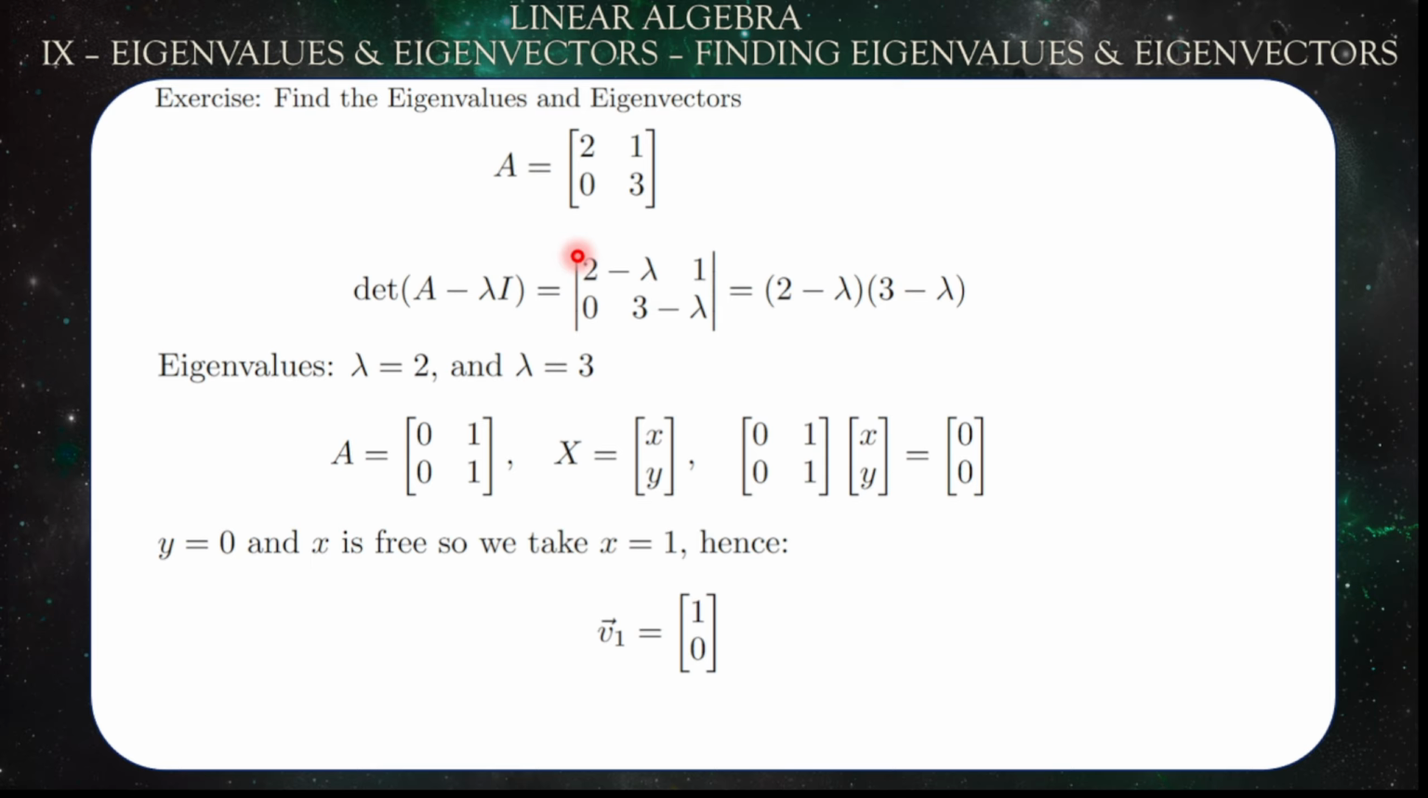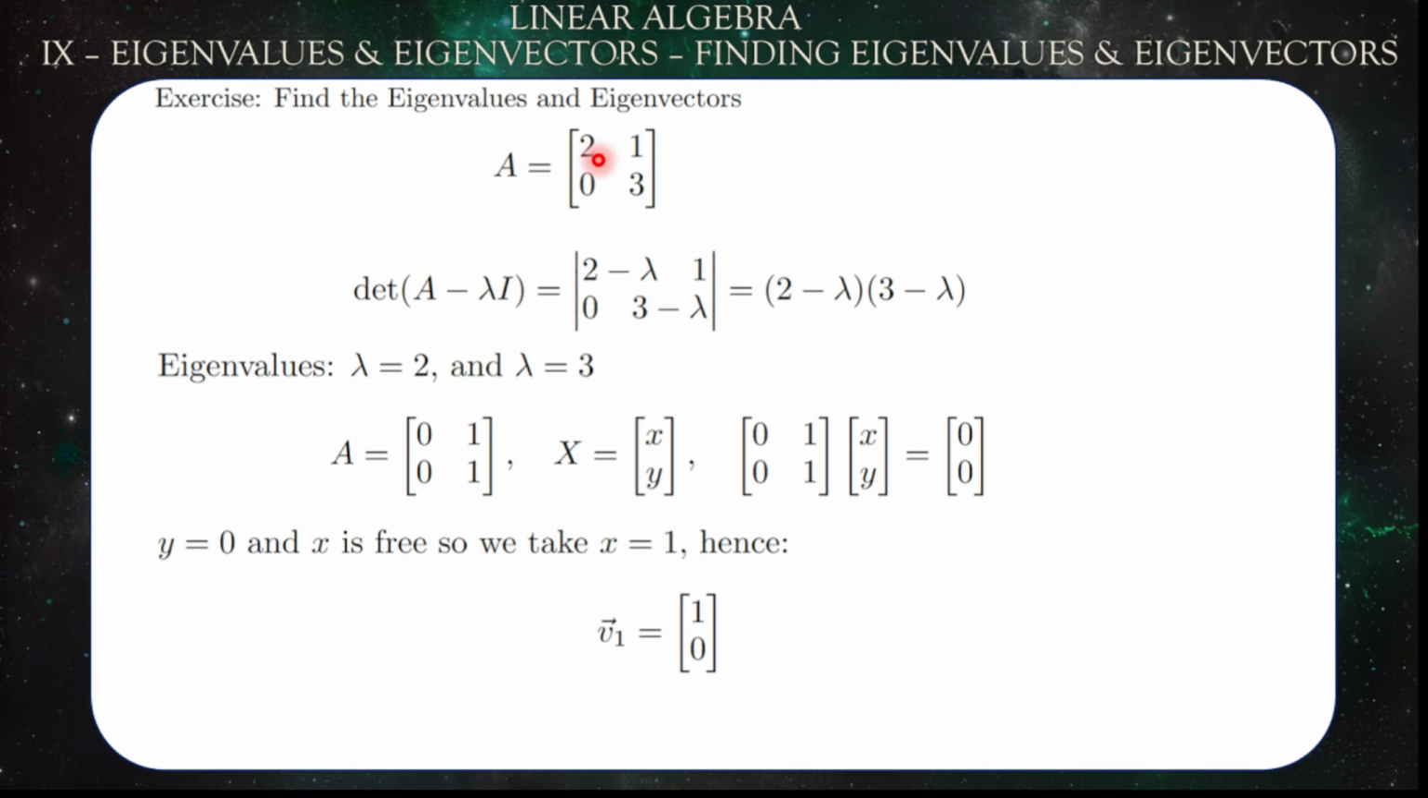At first, we need to evaluate the determinant of A minus lambda I, as usual. So you simply evaluate the determinant of 2 minus lambda, 1, 0, 3 minus lambda. A minus lambda I is simply obtained by subtracting lambda from the elements of the diagonal only, without the other elements.